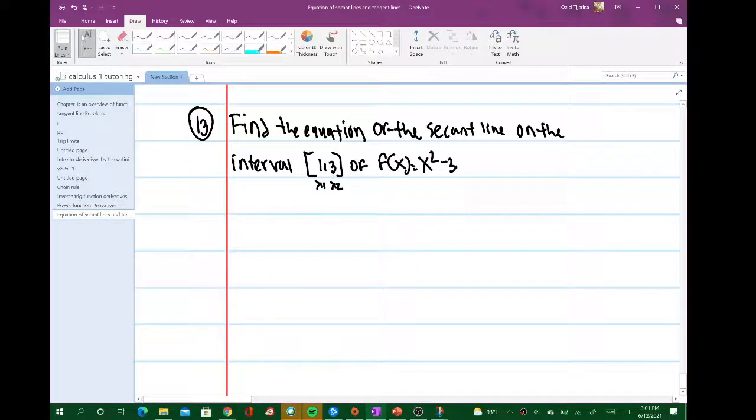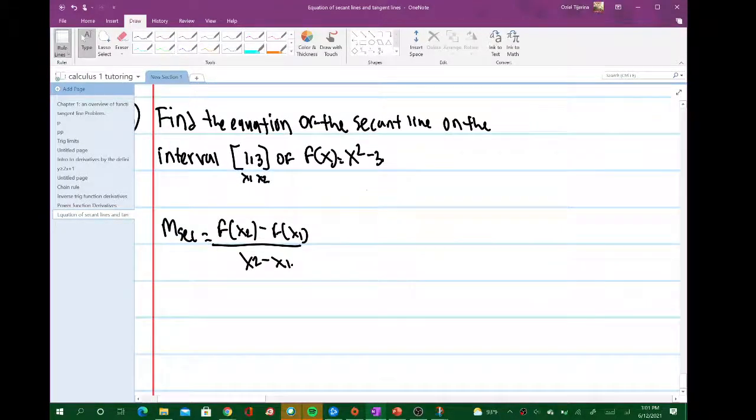So how we're going to do this one, we want to write the equation of a secant, or the slope of the secant line, f of x2 minus f of x1 over x2 minus x1. We know what x1 is. x1 is 1, and x2 is 3, right? So we have to find what f of x2 is. f of x2 is really just f of 3.